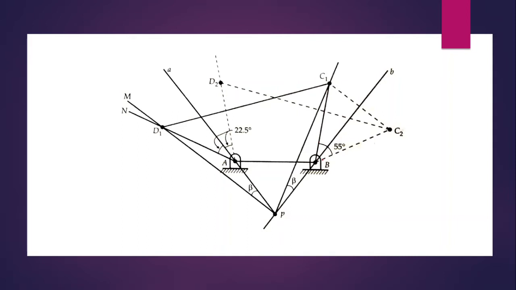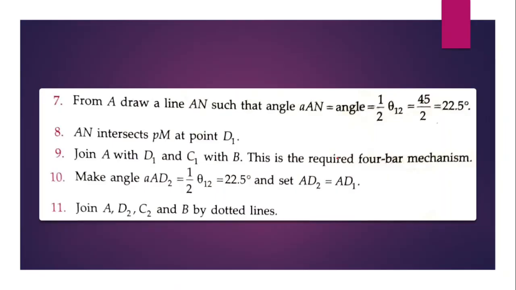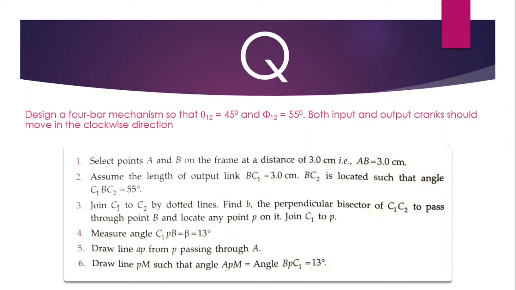Then this angle C1BC2 must be equal to 55 degree, that 55 degree is equal to phi 12. Okay. Then the third step, join C1 to C2 by dotted lines. Find the perpendicular bisector of C1C2, to pass through point B, and locate any point, small letter p, on it. Join C1 to P.